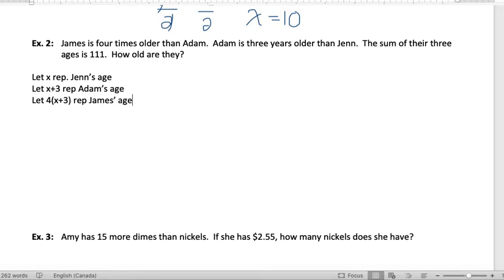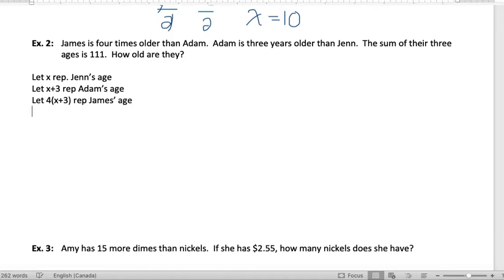Okay, so those are our let statements. This is a little bit tricky, I get this, but you've got to find who nothing's happening to. So Jen is the base. Her age is just her age, so that's why she gets x. Adam is 3 years older than Jen, so he's x plus 3. And James is 4 times older than Adam, so we have to take all of Adam's age as it's represented and multiply it by 4. The sum of their ages is 111.